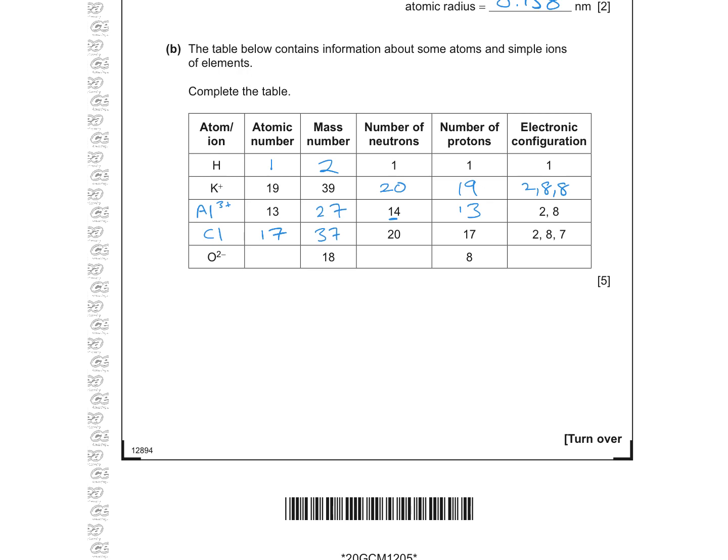Electron configuration 2, 8, 7, got 17. Well, there are 17 protons. These are the same, therefore this is an atom, so I can just leave it as Cl.